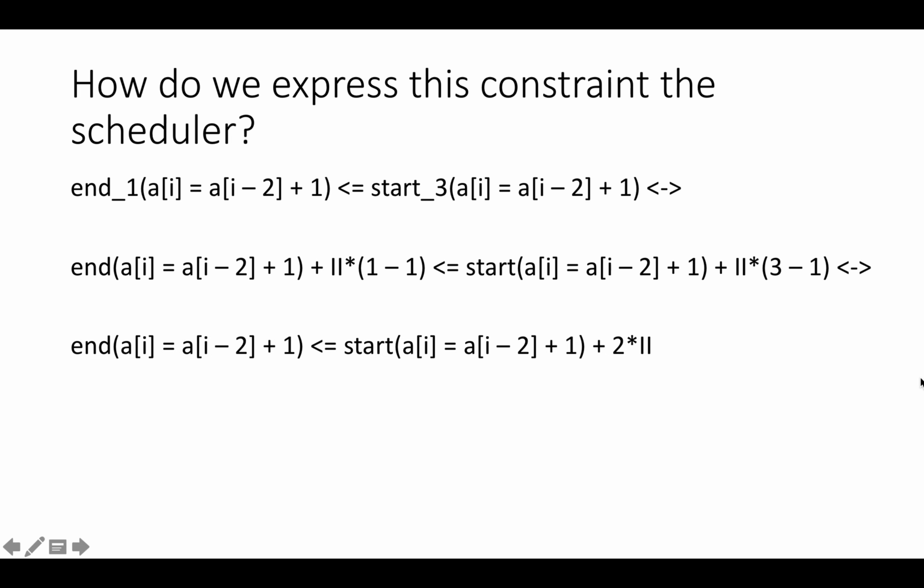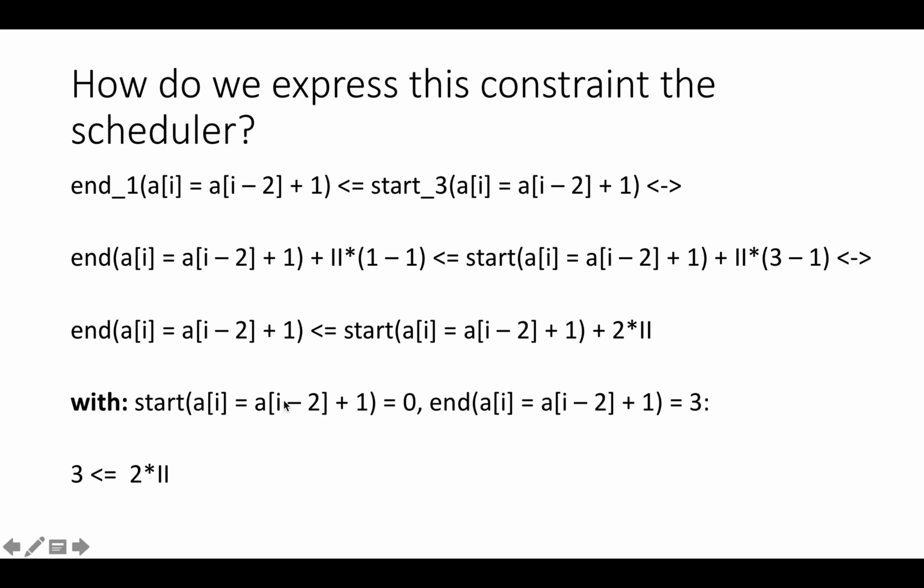So this simplifies down to, well, the end of this instruction has got to be less than or equal to the start of this instruction plus 2 times II, right? Because 1 minus 1 is 0, 3 minus 1 is 2. And actually, since we have a schedule, and we know that each instance of this instruction takes 3 cycles, the start of the instruction is in cycle 0 in the ordinary loop body schedule, and the end is in cycle or state 3. So we can reduce this down to the constraint 3 is less than or equal to 2 times the initiation interval.